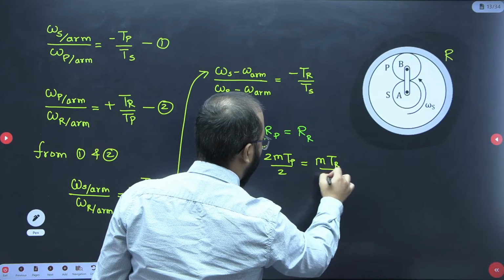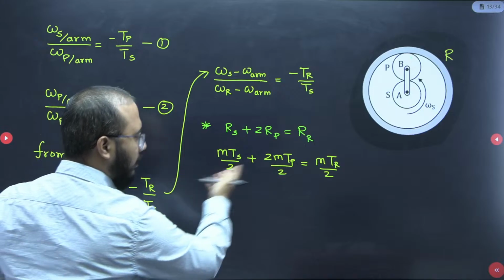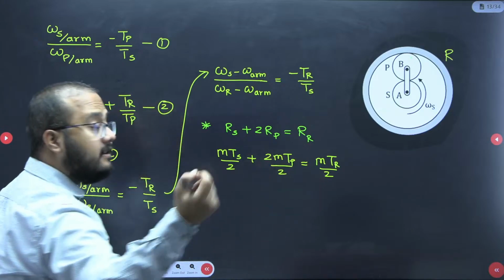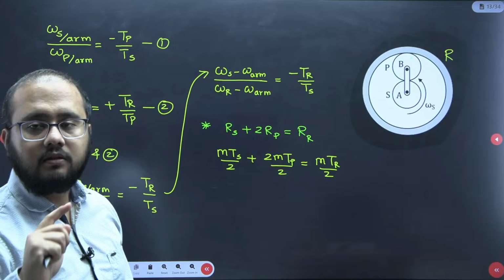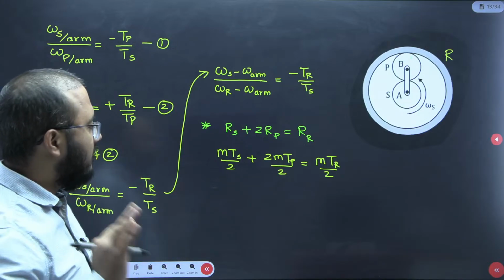MTR by 2. Right. Now our module will remain the same because sun, planet and the ring all are meshing. So sun is meshing with planet, planet is meshing with ring. So module has to be what? Same. So module will get cancelled out.